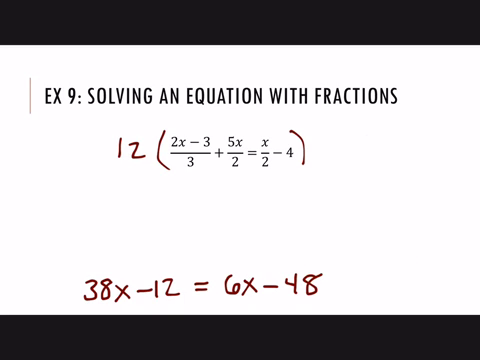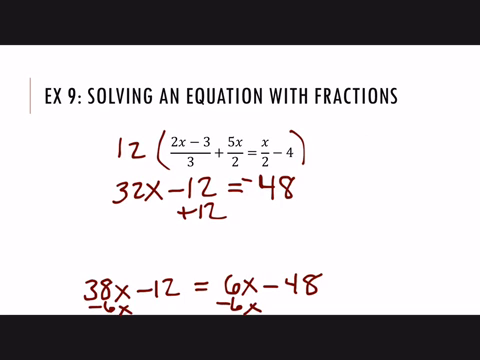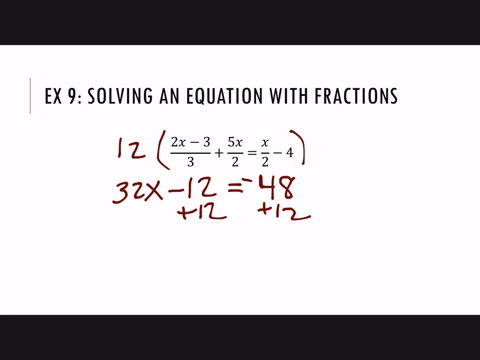And then you have a couple options here, so let's maybe subtract the 6x. Move that to the left, so we get 32x minus 12 equals negative 48. Then add 12, and you get 32x equals negative 36. And then divide by 32.